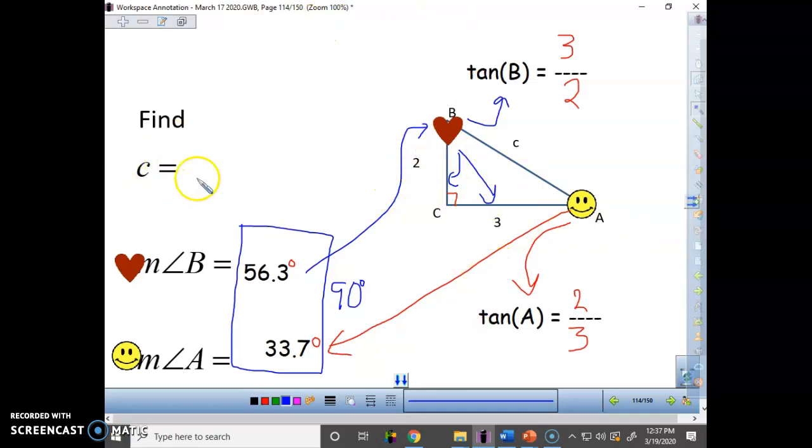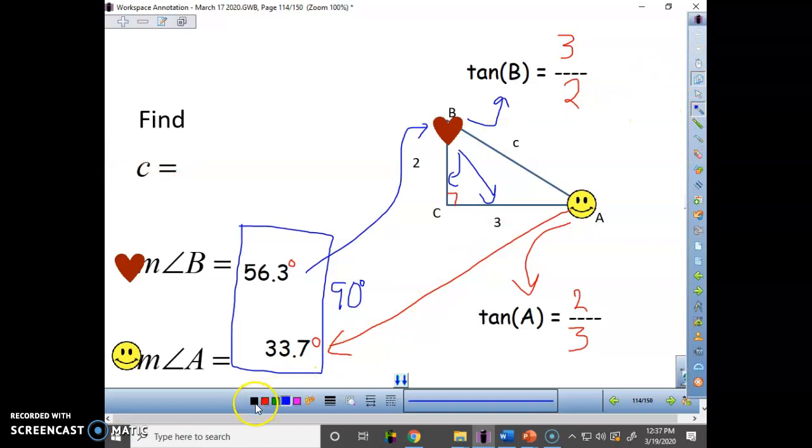If you want to know C, you could do almost anything you wanted. You could do a Pythagorean theorem to get C. You could try a cosine relationship on the smiley face. You could do a cosine relationship from the heart. You could do a sine relationship from the smiley face or a sine relationship from the heart. That's 5 ways that you could find C. I just want you to pick one of them and solve it.